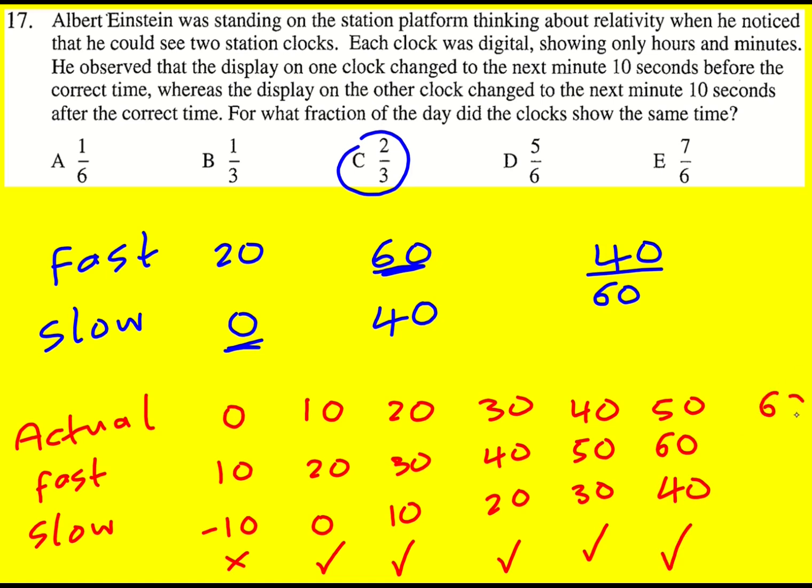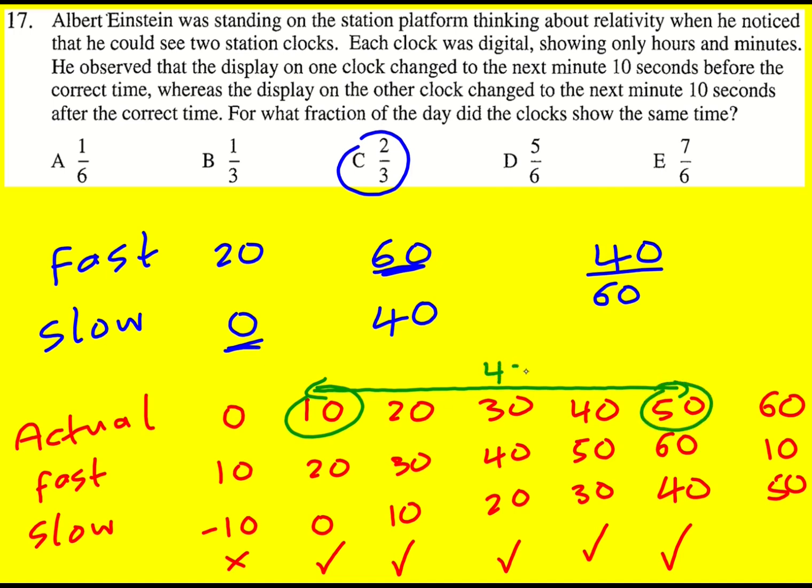But then when the actual is 60, this will have moved on back to 10 or -10, however you want to see it. And this one will be on 50. So what we see from this method is that between 10 and 50, they're in agreement. Because the moment it is 10 seconds past, they'll be in agreement. The moment right before it's actually 50 seconds past, they'll be in agreement. And therefore, again, we get this 40-second interval where they're in agreement.